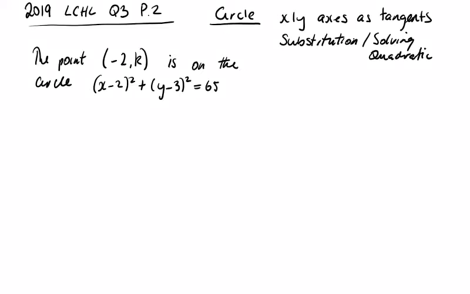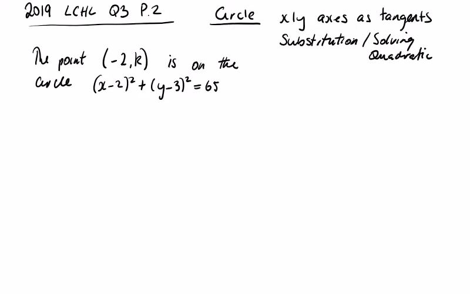2019 Leaving Cert Higher Level Paper 2, question 3 was on the circle. First part is about substitution. You should be able to see (−2, k) is on the circle, and it gives us the equation of the circle. So if we sub in −2 for x and k for y, we're just going to get... or we could just leave y alone, probably just leave y alone actually.